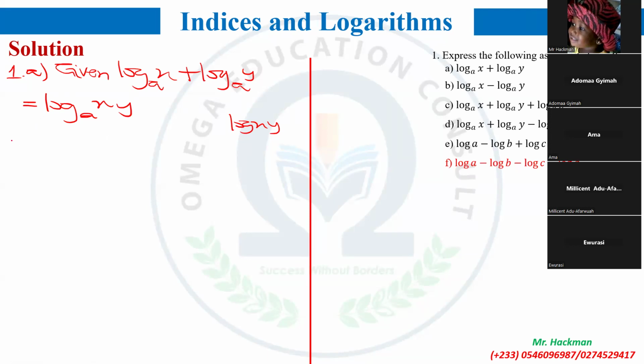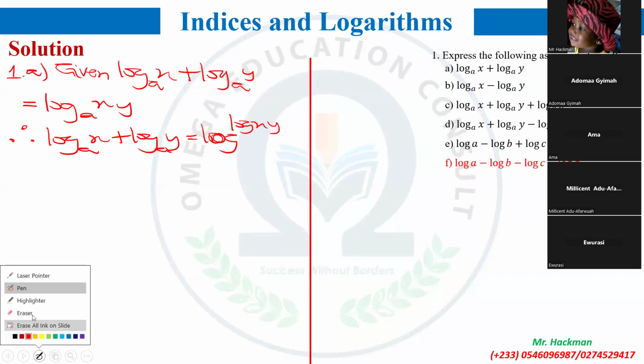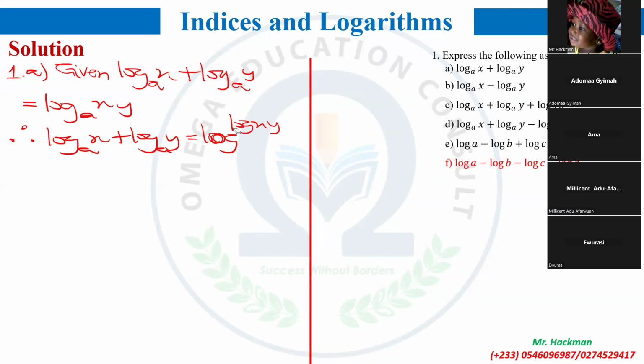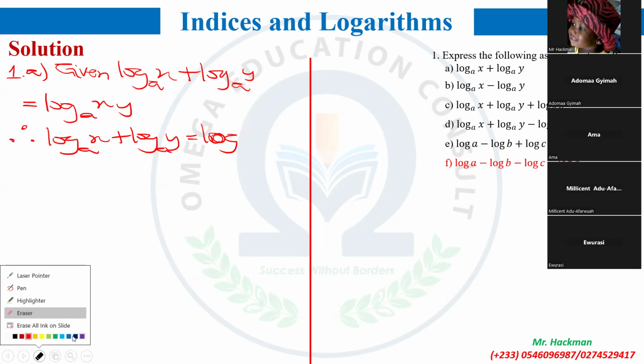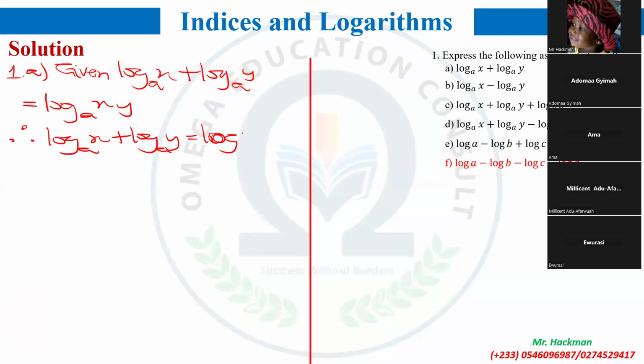You then come and draw your conclusion. So therefore, log to the base A of x plus log to the base A of y will be equal to log xy. Let me clear this. Even with this one, because you know the law straight away, you can use it. So now you are going to get xy. If this was maybe z and w, it would be log to the base A of zw or wz. Is that clear?